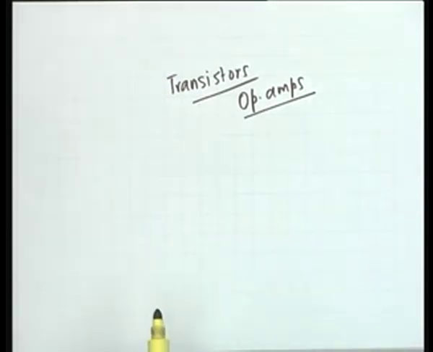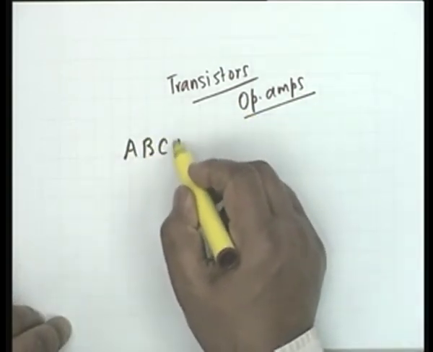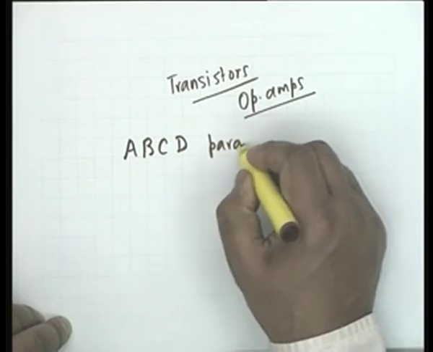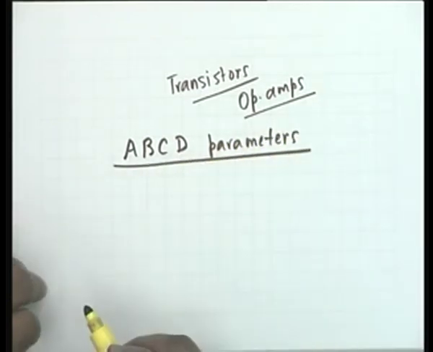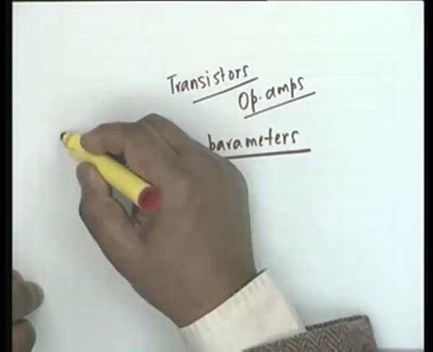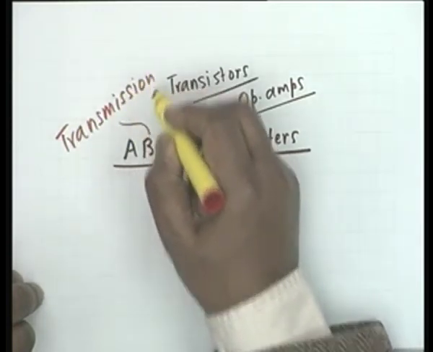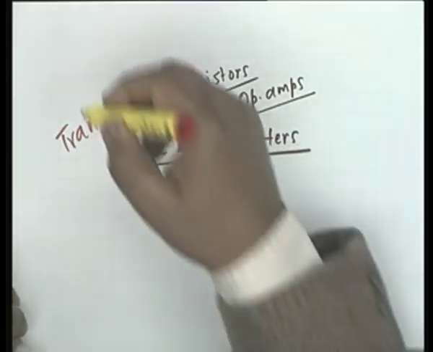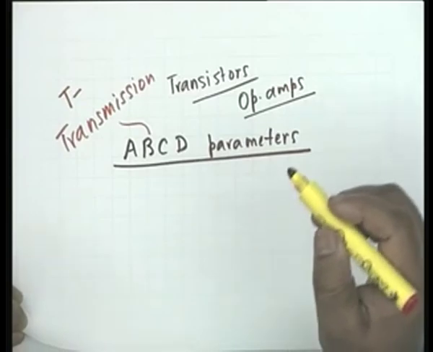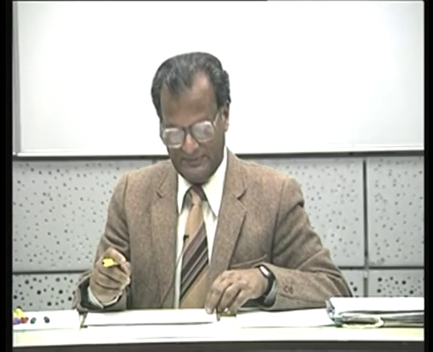Our next concern is the ABCD parameters. We shall have very interesting examples of ABCD parameters also. ABCD parameters, as you know, are also known as transmission parameters, and why they are called transmission parameters shall be obvious. They are also sometimes called T parameters, capital T. We do not use a small t because small t we reserve for time.